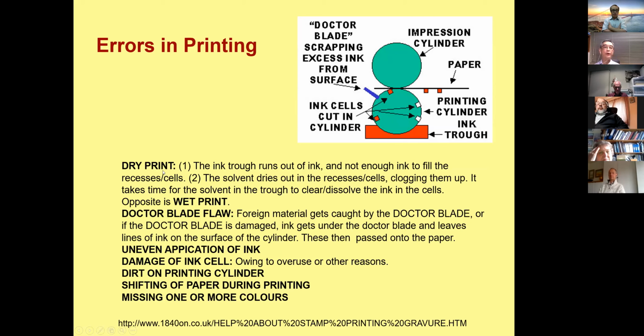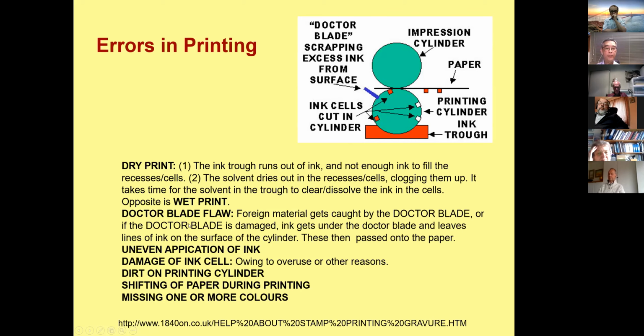So the first would be the dry print. Dry print means that the ink trough runs out of ink, and so there would not be sufficient ink to stick onto these cells. And sometimes the solvents would dry in the cells and clog them up, so again there would not be enough dissolved ink inside the cell. So there would be two scenarios. Of course, if you have too much ink, there would be the opposite effect called wet print.